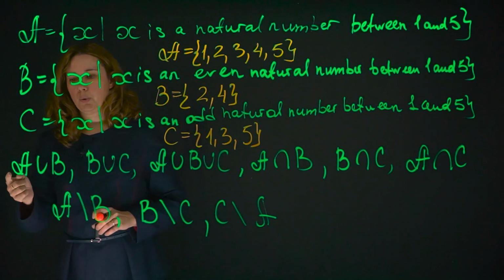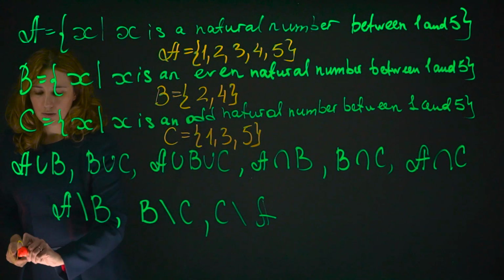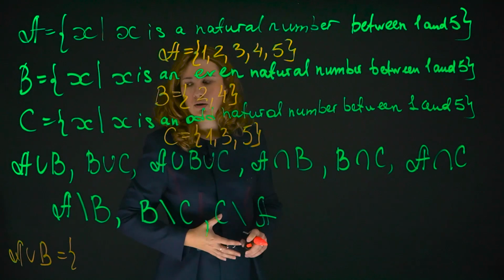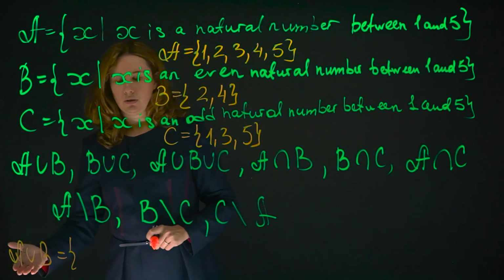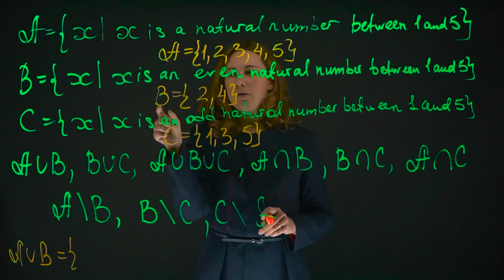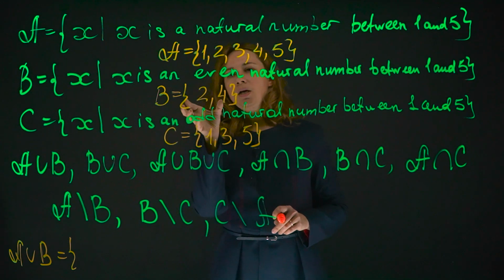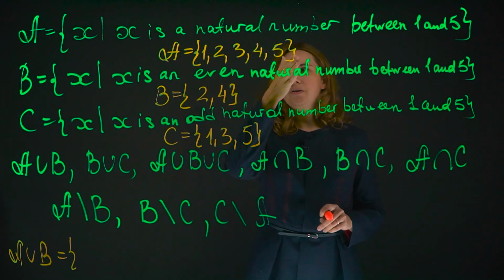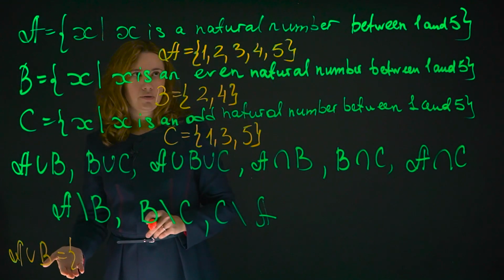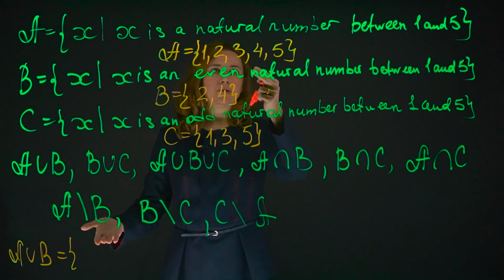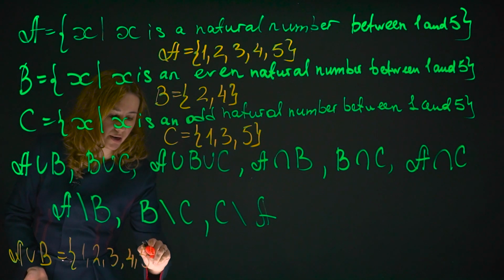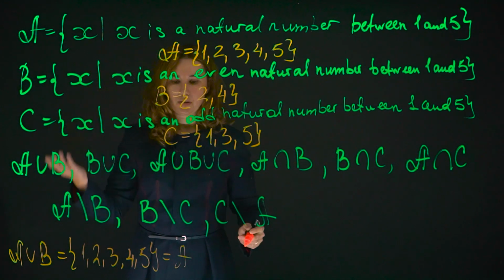So let's start with the first operation, A union B. We need to take all elements that are in B or in A. Look at this: our set B is a subset of the first set, capital A. And of course, this operation gives us 1, 2, 3, 4, and 5, all our given set A.